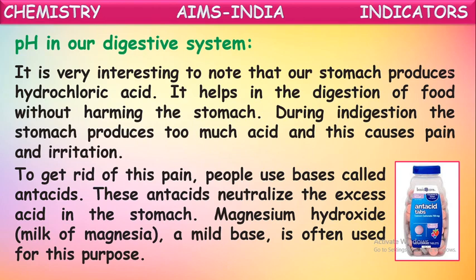Magnesium hydroxide, which is commonly called milk of magnesia, a mild base, is often used in the form of antacids for this purpose. So what will it do? It will react with the excess acid produced in our stomach and neutralize that, so that we will get rid of this pain and irritation.